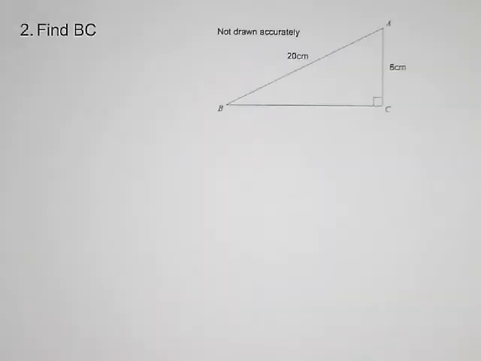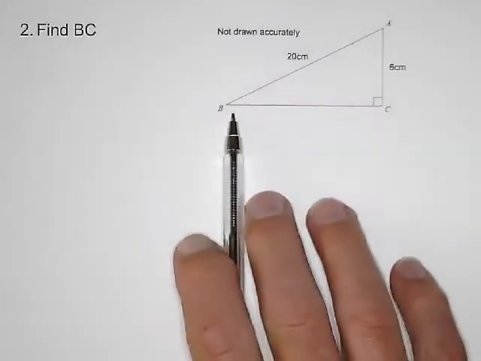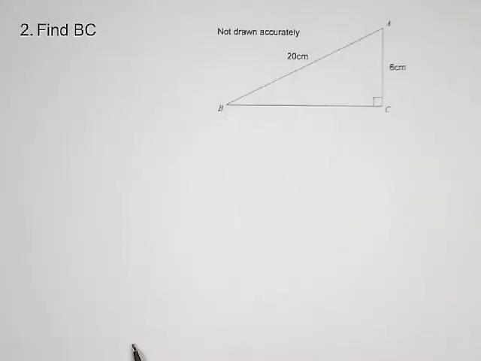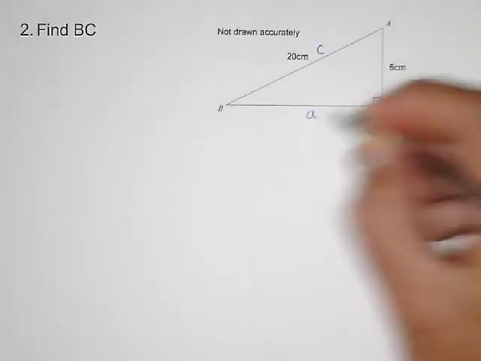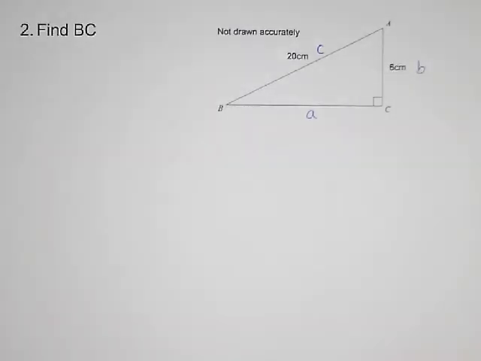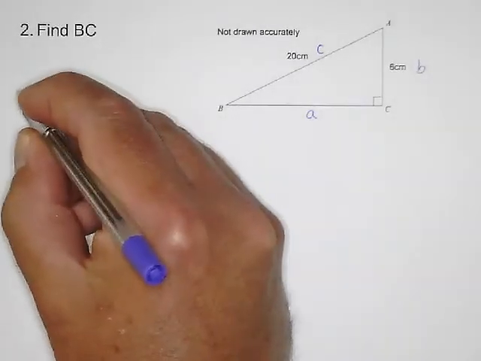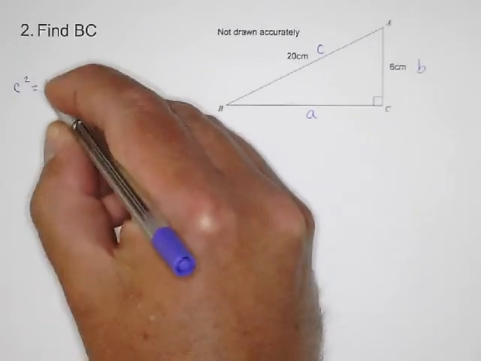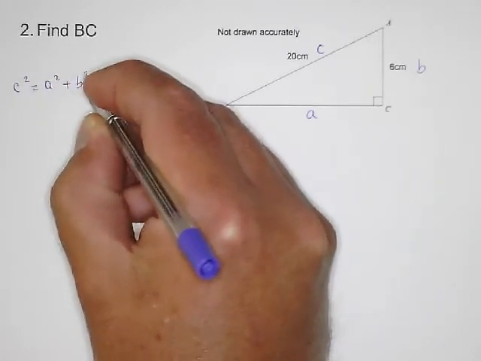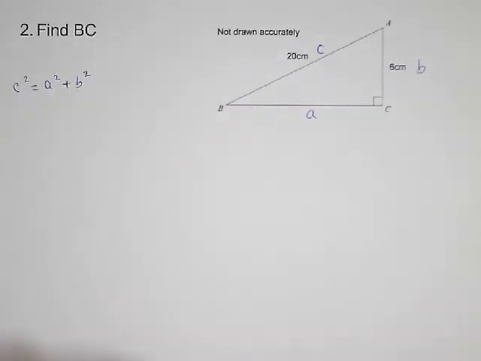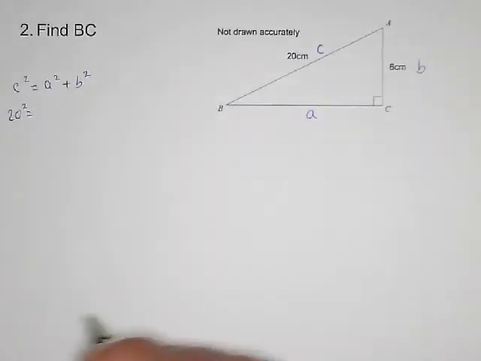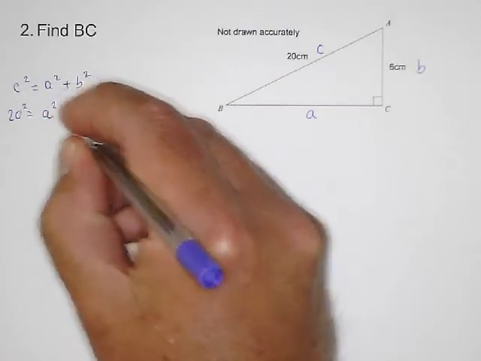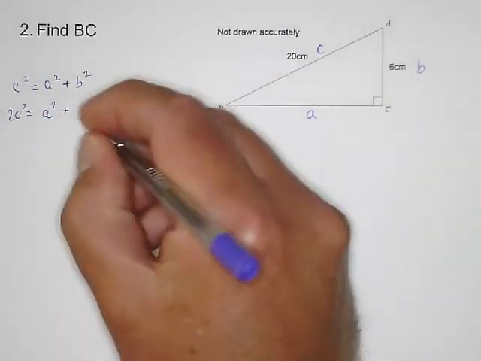So for our second question, we're being asked to work out BC, which is on the bottom of our triangle, and this time it is not the hypotenuse. So first thing, label up our triangle, C, A and B. Now the more formal method is where we start with the formula, C squared equals A squared plus B squared. We substitute into the formula, so we'll have 20 squared equals A squared plus 6 squared.